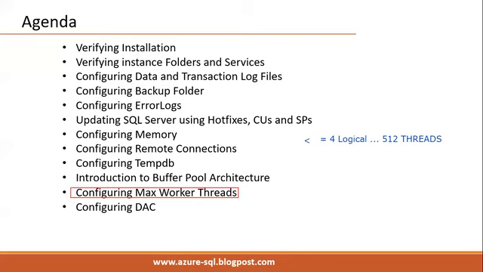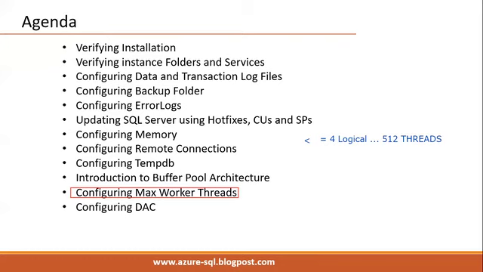To perform some activity, the complete CPU is not going to handle one single activity. In the CPU we have threads: the CPU is divided into parts, and each part we call one thread. Similar to memory, in this server we have 512 threads. Out of 512 threads, how many threads can my SQL Server use? We can configure that here.